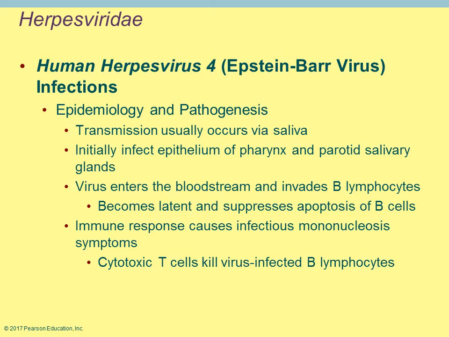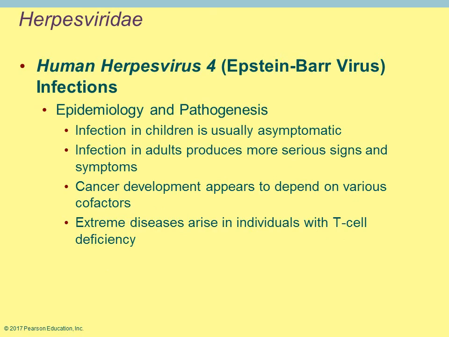Transmission is usually via saliva. The virus is once again going to infect the bloodstream, and then it's going to invade your B lymphocytes. The immune response tends to cause infectious mononucleosis, which is what happens. The cytotoxic T cells are killing the B lymphocytes that are infected with the virus. In children, usually the infection is going to be asymptomatic. In adults, it produces more severe symptoms.